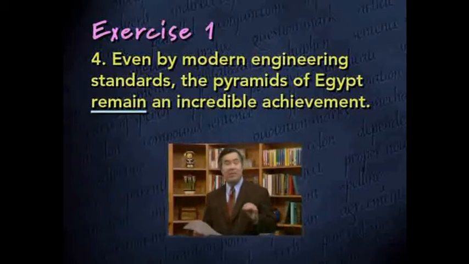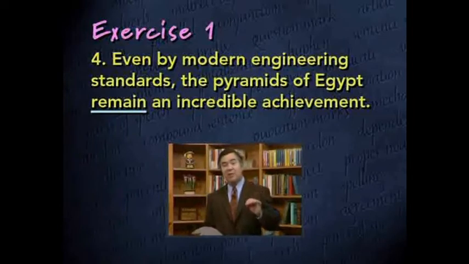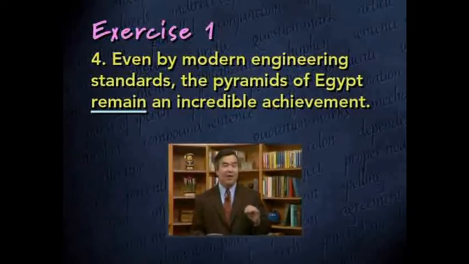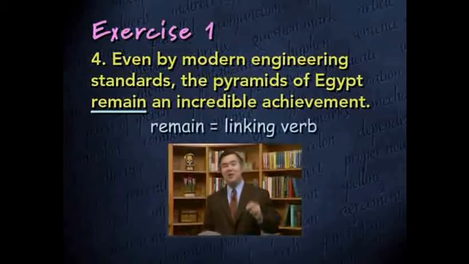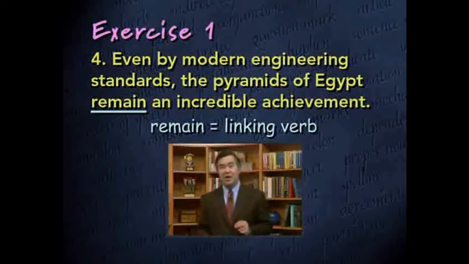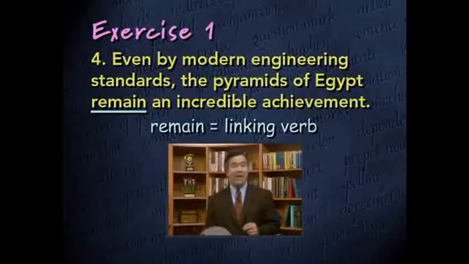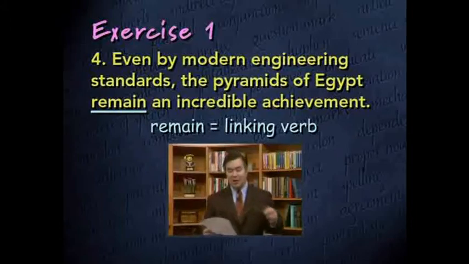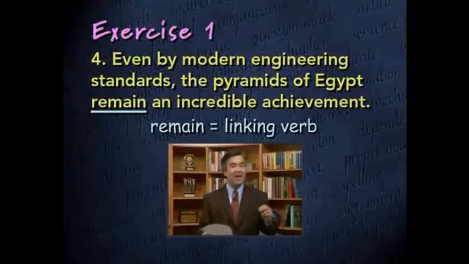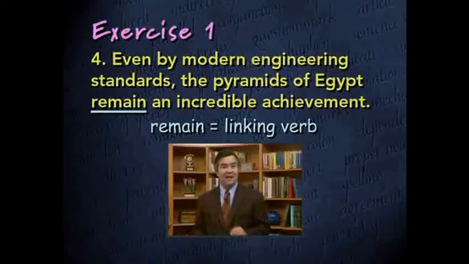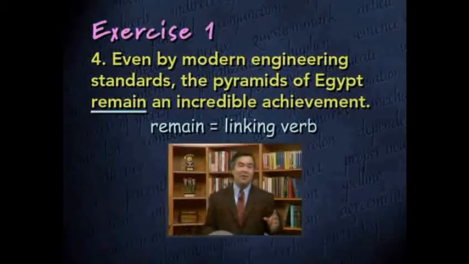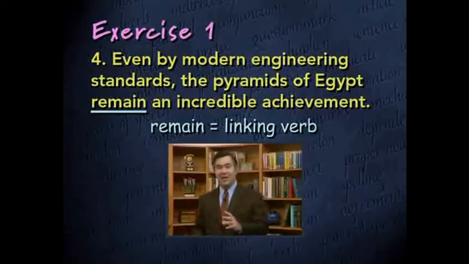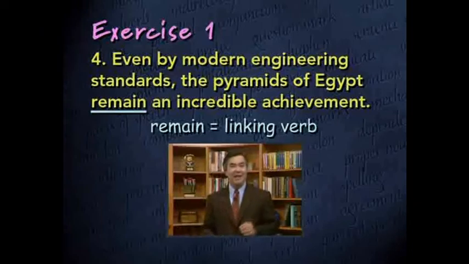Well, in this case, remain is not a verb of action, but rather a verb of being. And therefore, you can probably anticipate that it's being used as a linking verb, because that's how verbs of being are used. And sure enough, what follows the verb remain is an incredible achievement. These words explain what the pyramids of Egypt are. They are an incredible achievement. So what comes before and after the verb in this sentence, those two things are being equated. We're being told that they are the same as one another. And that makes the verb remain a linking verb.